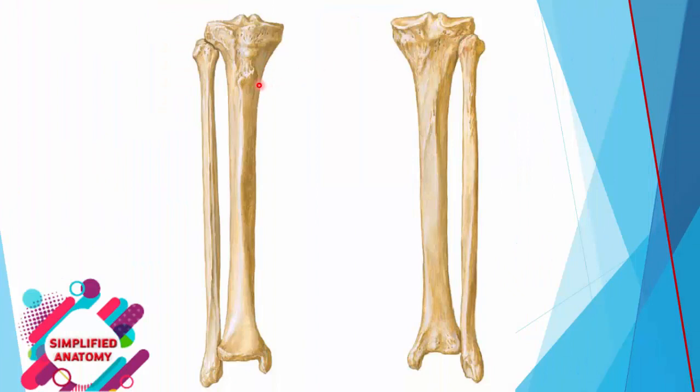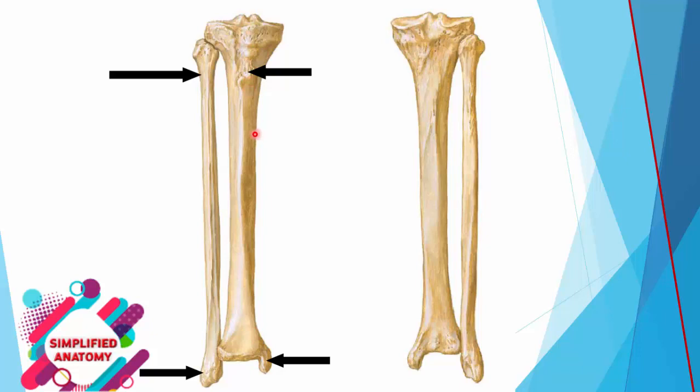This is tibia and fibula. This tuberosity called tibial tuberosity. This is called neck of the fibula. This is called lateral malleolus and medial malleolus. This is called medial condyle of the tibia, lateral condyle of the tibia, and in between intercondylar eminence.